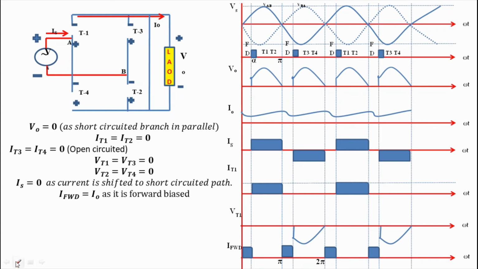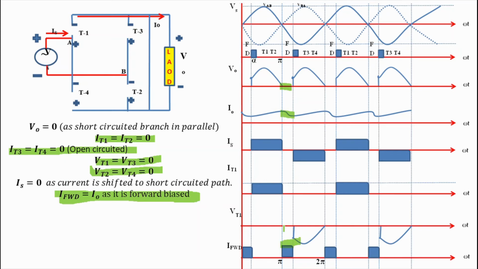So we can say that current through T1, T2, T3 and T4, all these thyristors have no current, so current through them is equals to 0 and voltage drop across T1, T2, T3 and T4 is also equals to 0. Only freewheeling diode current, that is equals to I0, flows. Now see the waveform. We can see that from pi to pi plus alpha, only load current I0 and freewheeling diode current I0 are present. Remaining all parameters are 0.